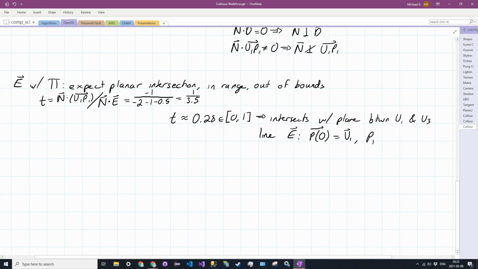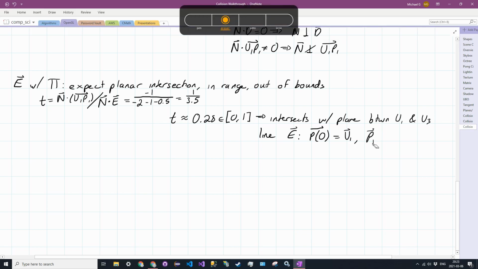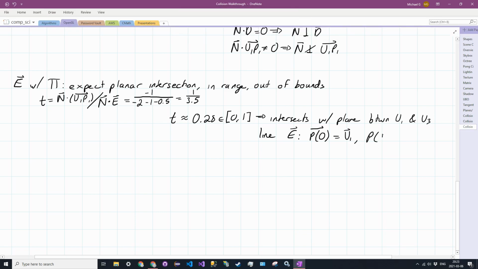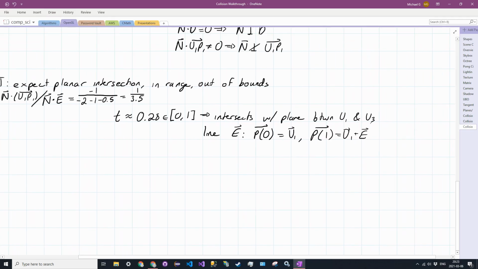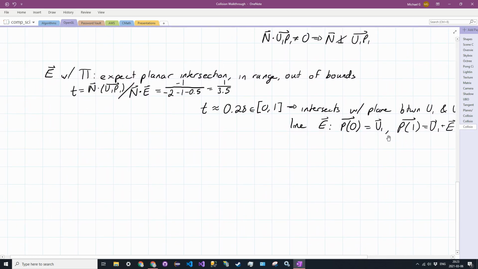And then the point evaluated with the parameter 1 is going to be equal to u1 plus E, but E is going to be u2 minus u1, so we have u1 plus u2 minus u1, which is equal to u2. So therefore, if the parameter is in between 0 and 1, the point will be in between u1 and u2. So therefore, it is a valid intersection with our current face. So it's in between the points that we're looking at.